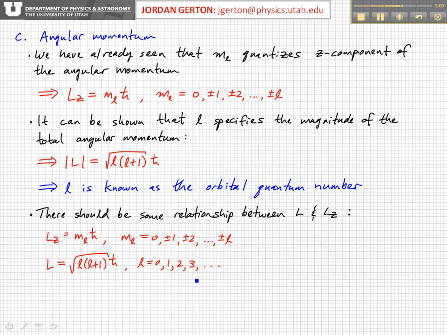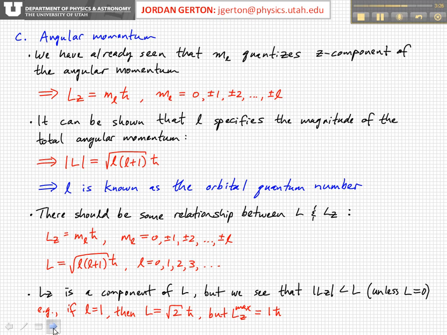Since L sub z is the projection of the total angular momentum onto the z-axis, and L is the total angular momentum, we expect some relationship between L and L sub z. Again, L sub z is equal to m sub L h bar, and L is equal to the square root of l times l plus 1, times h bar. So even though L sub z is a component of L, L sub z can never be equal to L. The z component of the angular momentum can never be equal to the total angular momentum, unless of course l is equal to 0, the trivial case where there's no orbital angular momentum. Except for the s orbitals, L sub z can never be equal to L.